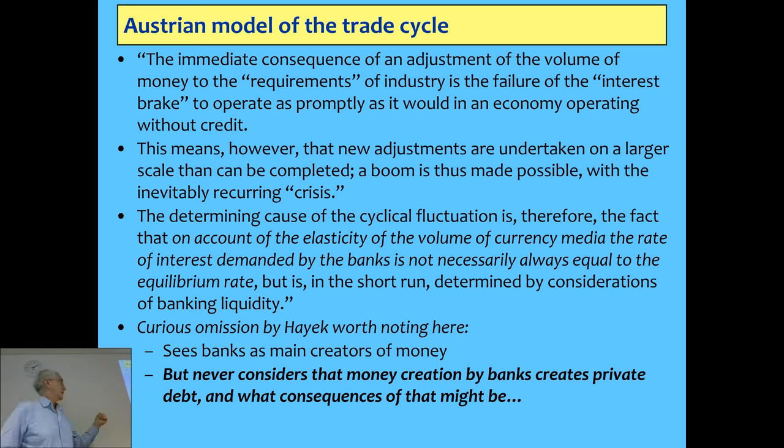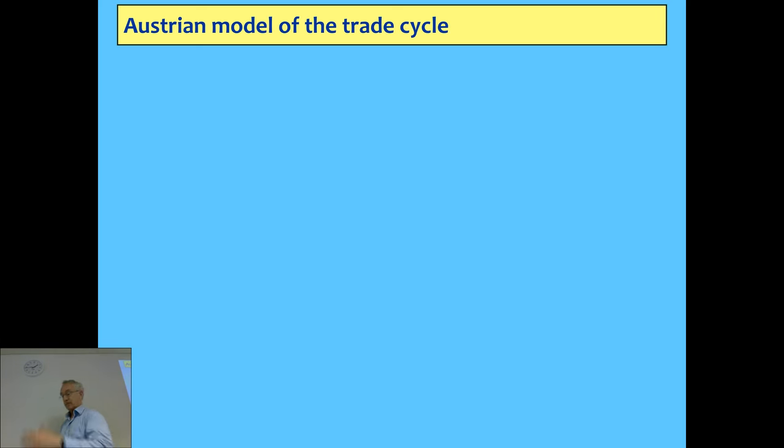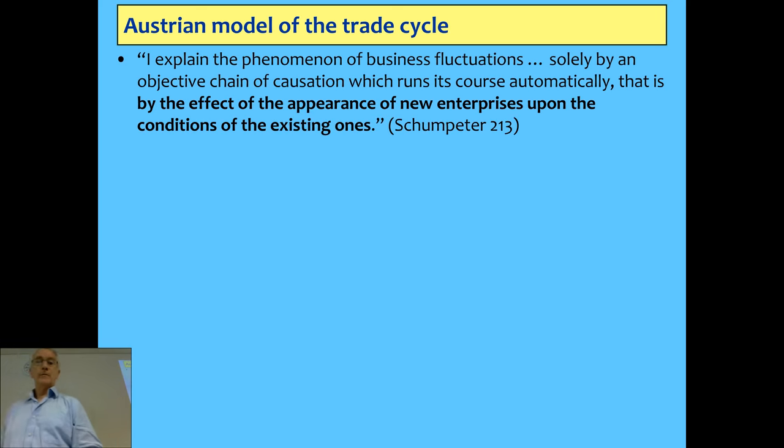So the intriguing thing is that Hayek does seem to be aware that banks can create money, okay, but he doesn't see that when you create money, you also create debt. So there's no consideration of debt in his logic. He thinks about there being too much money or too little money, and therefore causing cycles, but he doesn't worry about too much debt. So I think Schumpeter, again, is better than most of his Austrian followers because he sees cycles as coming out of this process of technological change.